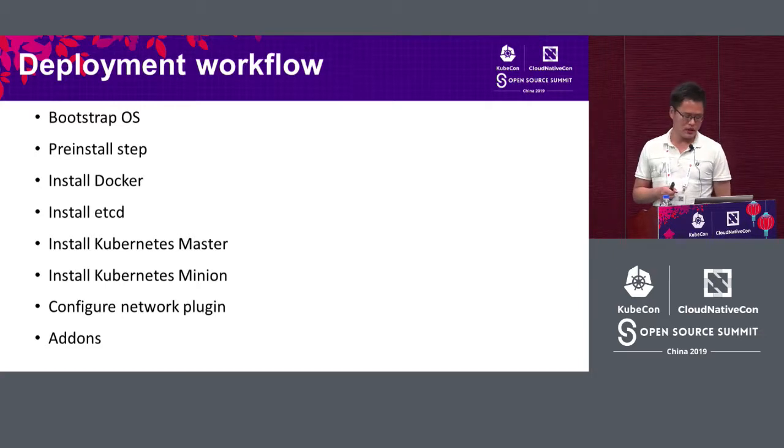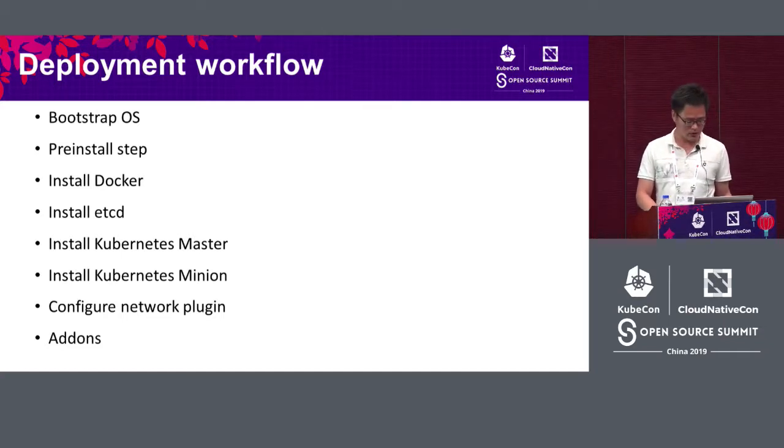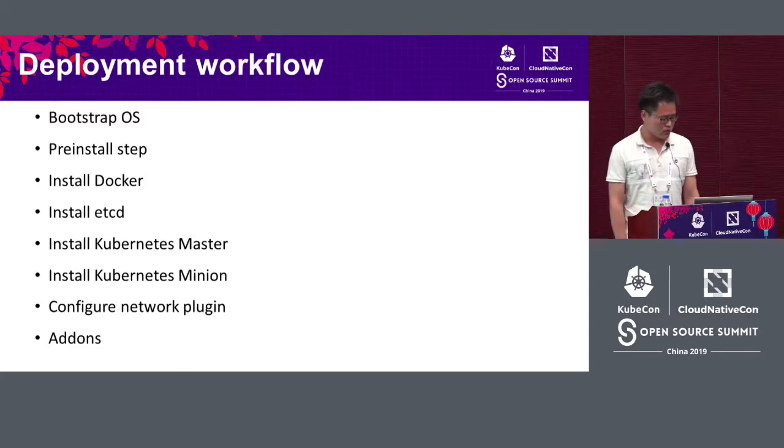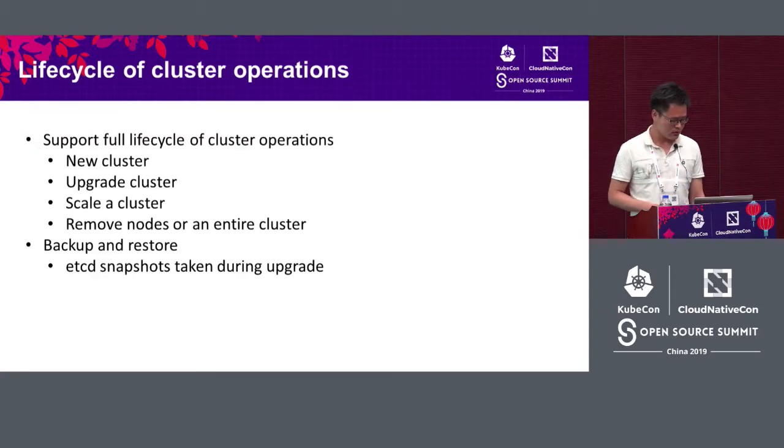Second is pre-install. You need to do some checks, for example, DNS or hostname check or network plugin check. If your network plugin is not supported within Kubespray, it will send out an alert. And then you need to install Docker and etcd. And then you need to install master and minion and configure a network plugin. And then you need to install add-ons like dashboard or storage plugins. So this is the deployment workflow for Kubespray.